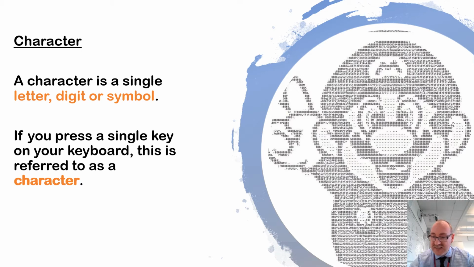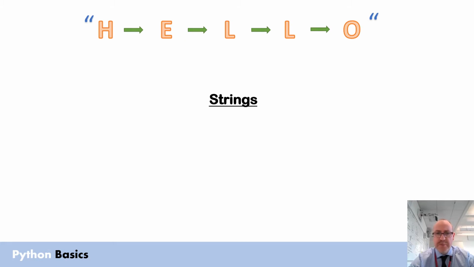Now, a digit is a single number, so 1 to 9 basically, and 0, and these two can be stored as a character. We'll go into what that means in a later session on strings, I think. So long story short, if you press a single key on your keyboard, we refer to this as a character. So here's an example.